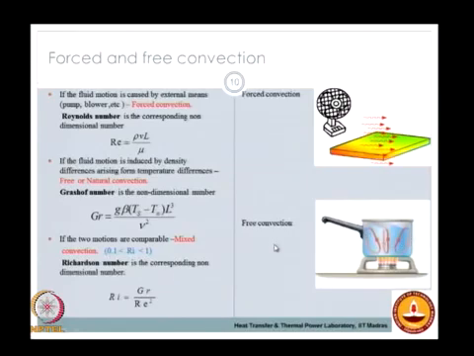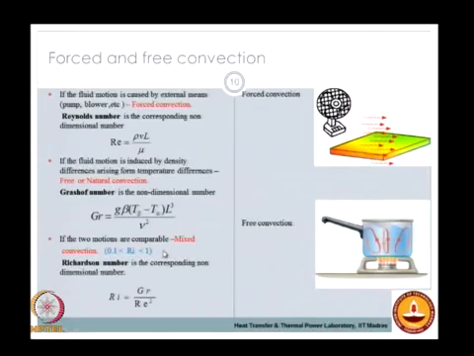Now there are cases in real life where both regimes are equally important, and that is called mixed convection, which is characterized by the ratio of Grashof number to Reynolds number squared, also called the Richardson number. Depending on the range of Richardson number, if it is between 0.1 and 1, this is called the mixed convection regime.